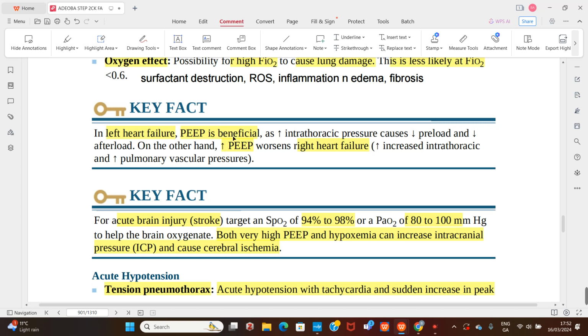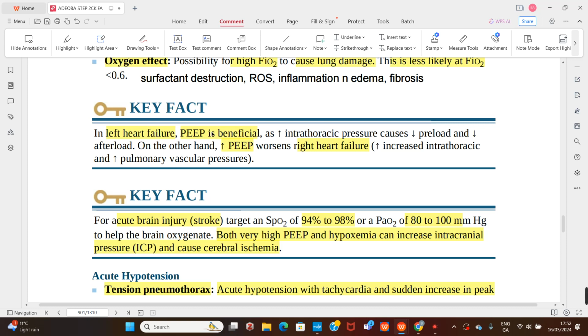Okay. So, like what I was saying, somebody with left heart failure, you know that in heart failure you don't want preload to increase, right? That's why you give ACE inhibitors and the likes. So if you increase PEEP in someone that has left heart failure, it is good.